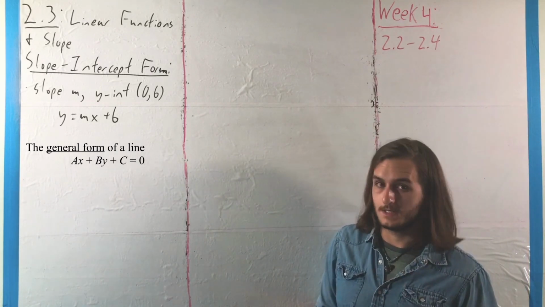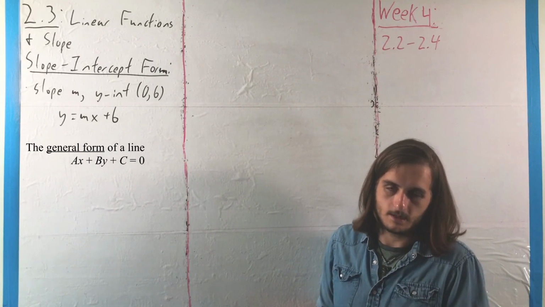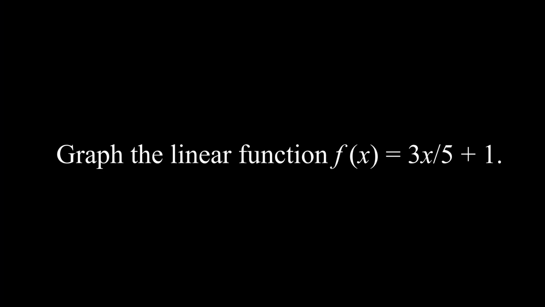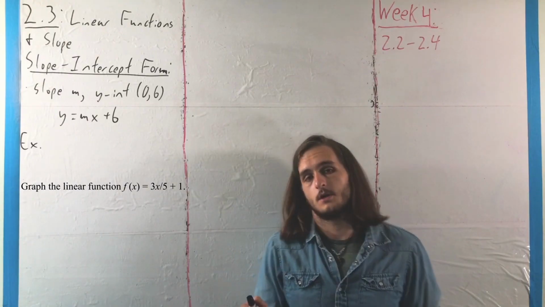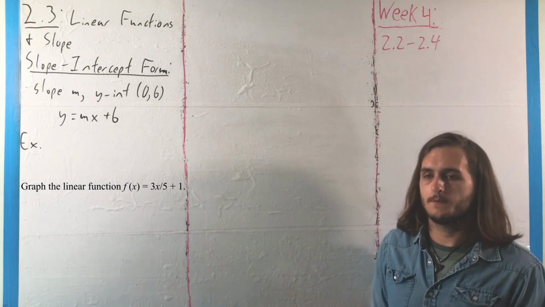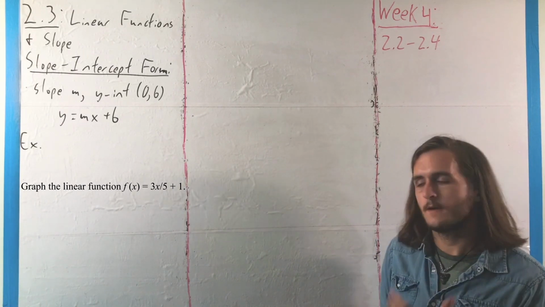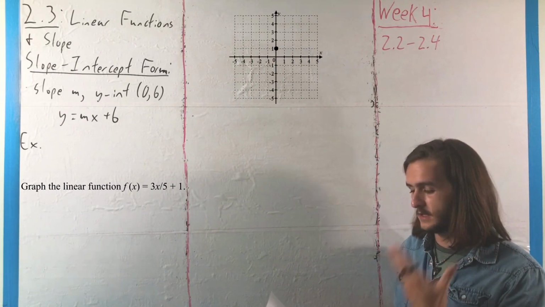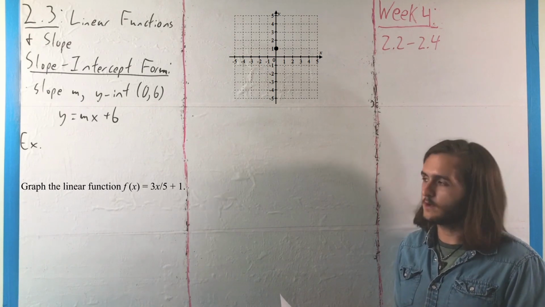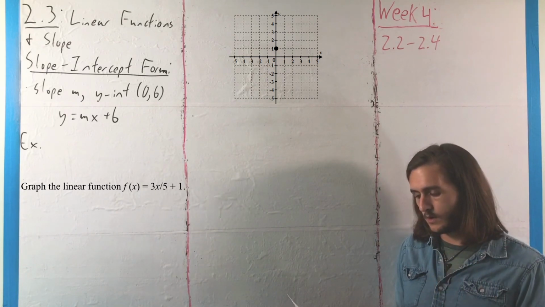Anyway, let's actually get an example here with the stuff that I think is a bit worthwhile. For this, we want to graph the linear function f of x equals 3/5 x plus 1. Now the way we can start when we're given the slope-intercept form like this is by graphing the intercept, which, because b is equal to 1, is at the point 0, 1.